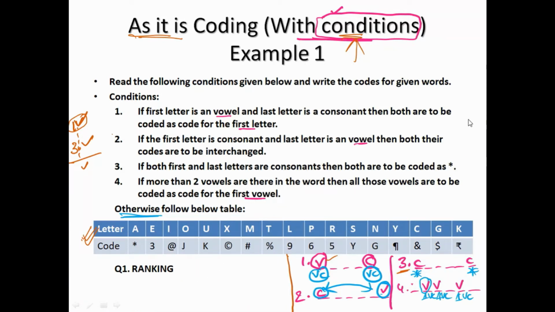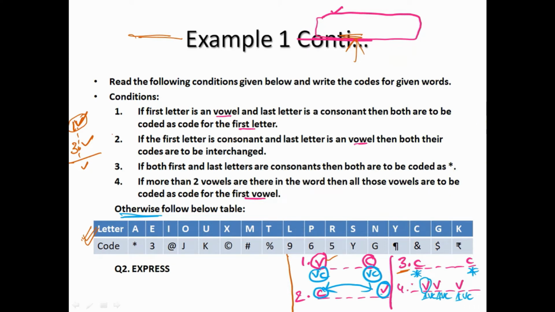Next question. First condition: first is a vowel and last is a consonant. Yes, condition 1 satisfied. I'm checking condition 2. First is a consonant? No sir, it is not a consonant. That's why it fails. Condition 3, both first and last are consonants? No sir, it is not a consonant.